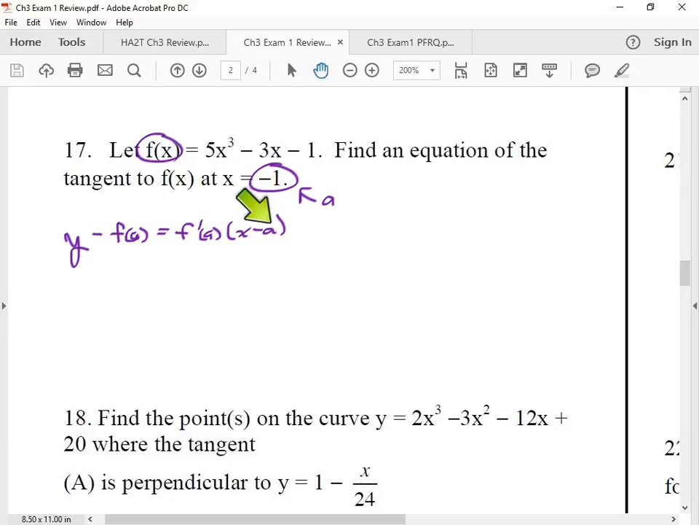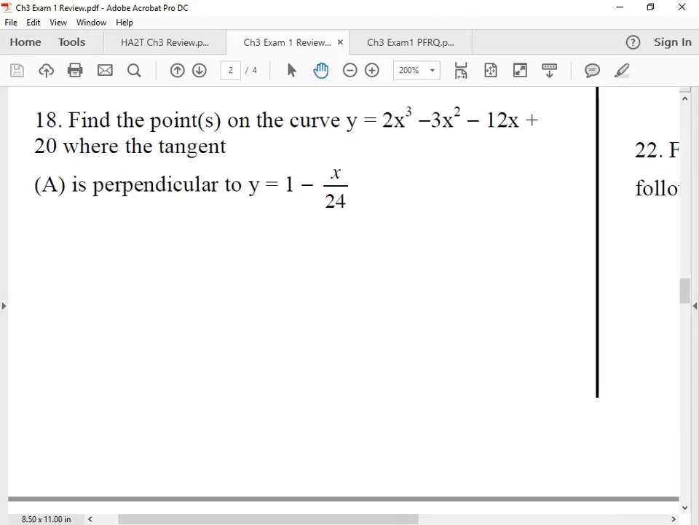That's going to be your x1, y1. I'm sorry, I'm using Algebra 1 talk now. And then this right here is your m. That's your slope. You have to find the derivative of this and then plug in negative 1 to find your slope. That's how you find the tangent line equation. Some of you were confused about this when you came in and asked questions.